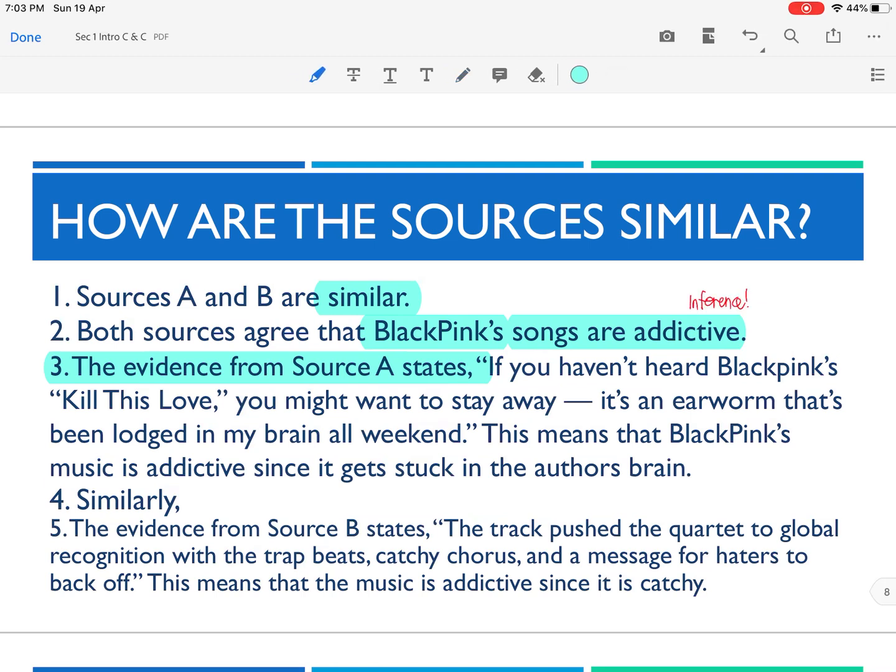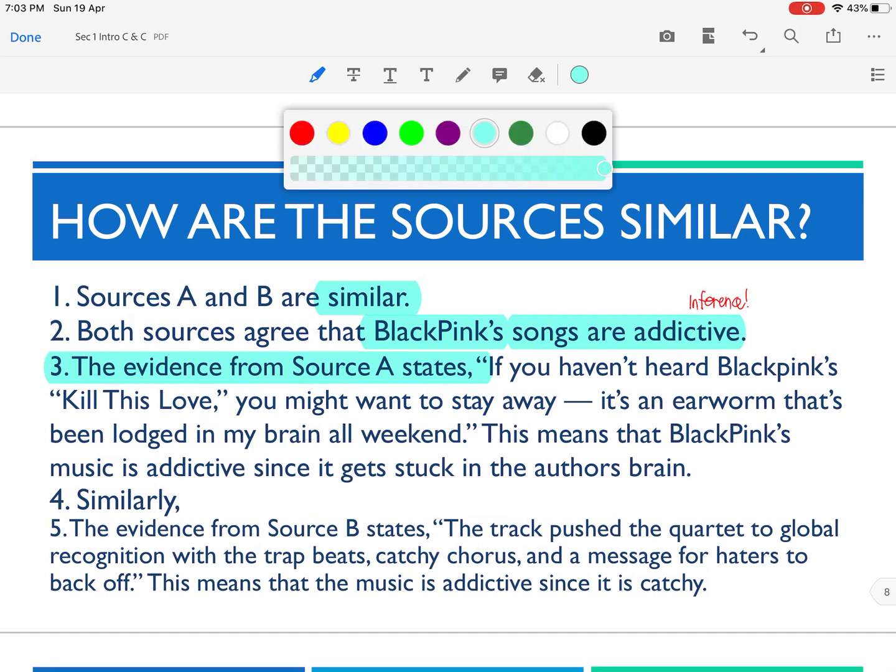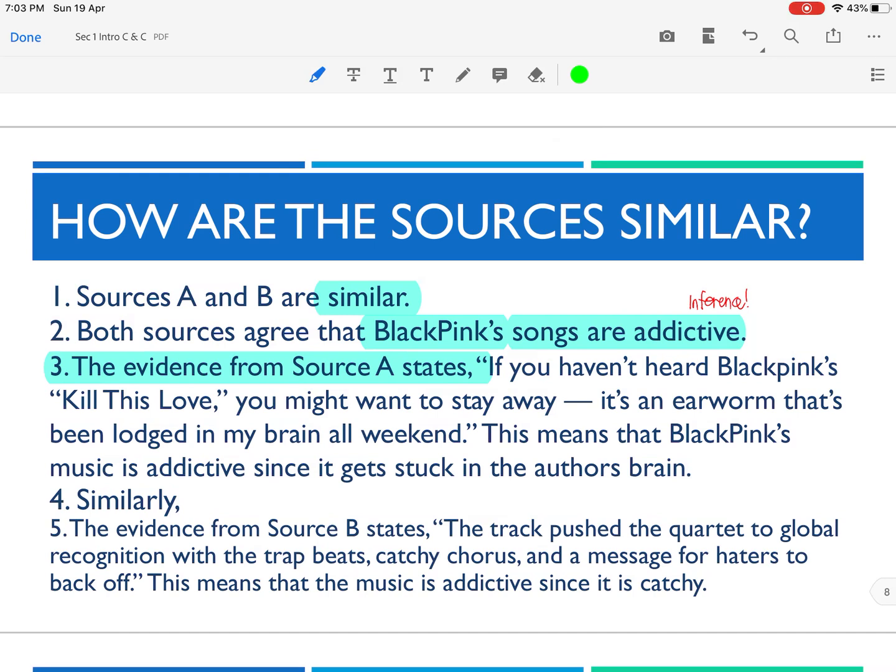Okay, next, the evidence from source A states, "If you haven't heard Blackpink's Kill This Love, you might want to stay away. It is an earworm that's been lodged in my brain all weekend." This means that Blackpink's music is addictive since it gets stuck in the author's brain. So you must first understand the meaning of earworm. If something is an earworm, that means you like it and you cannot stop listening to the music. That's why it is addictive.